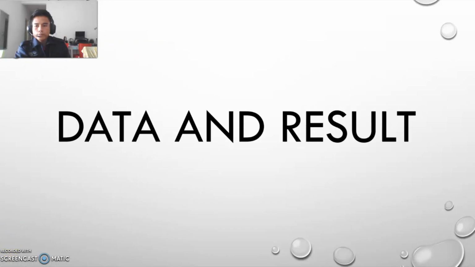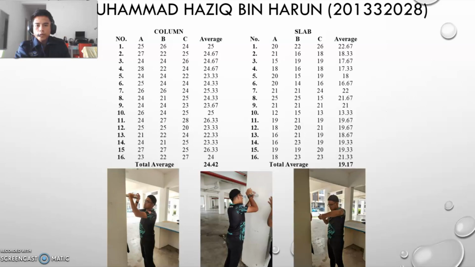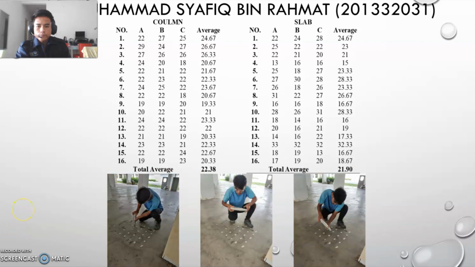Data and result. First is Muhammad Haziq bin Harun. For total average for column is 24.42 and total average for slab is 19.17. Second is Muhammad Syafiq bin Rahmat. Total average is 22.38 for column and total average for slab is 21.90.